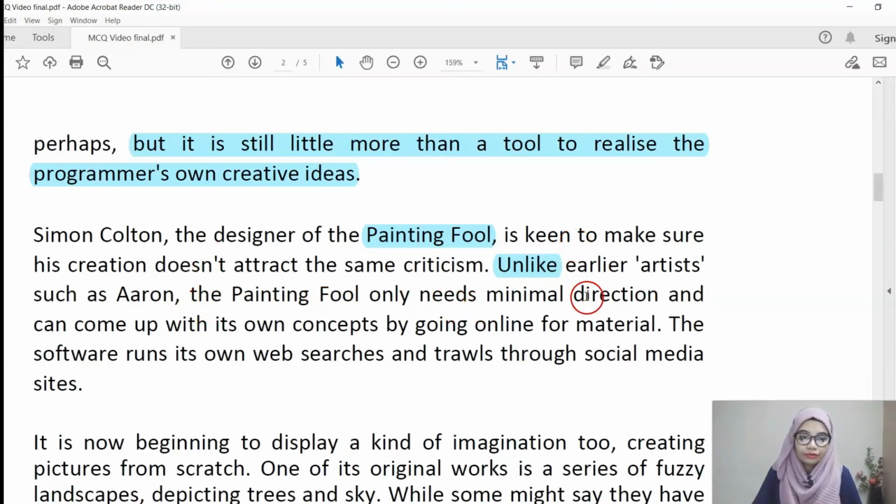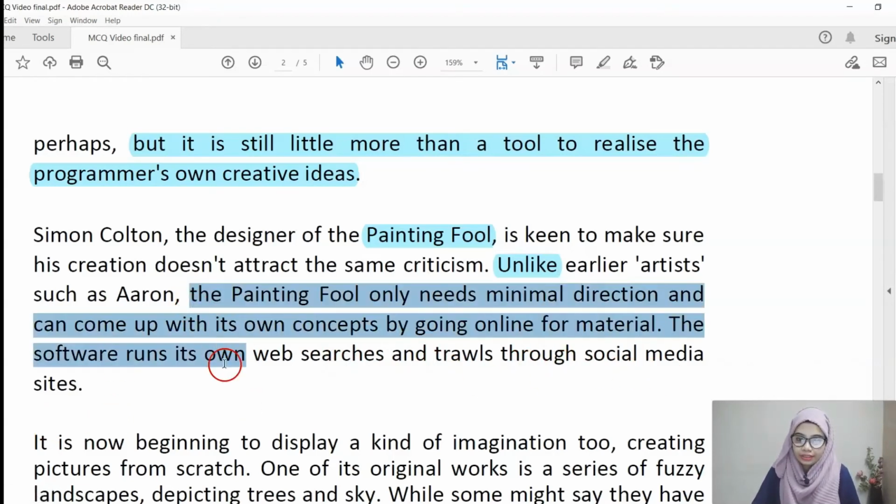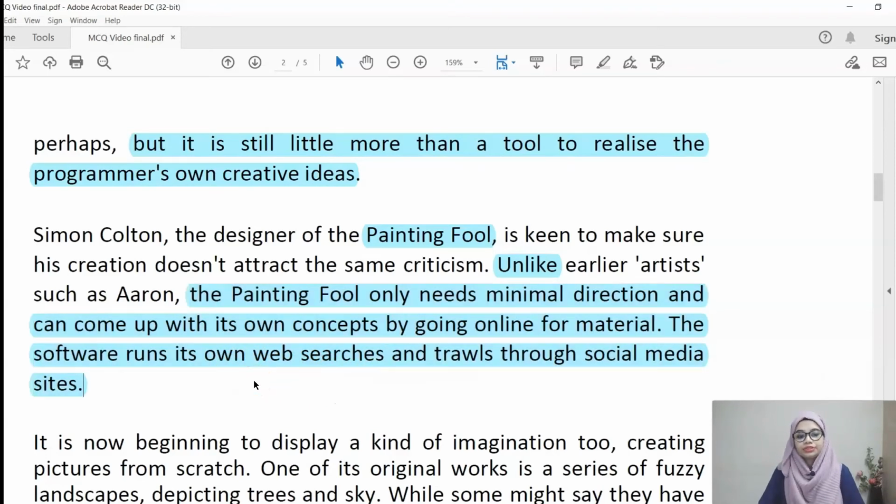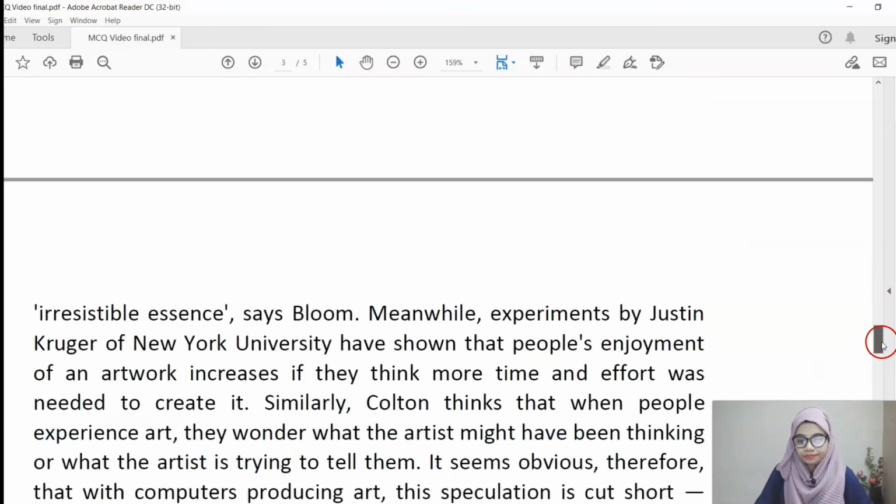The Painting Fool only needs minimal direction and can come up with its own concepts by going online for material. The software runs its own web searches and trawls through social media sites. So here is our possible answer, very much possible. Because they have clearly given us this signal by saying "unlike earlier artists such as Aaron", this is what the Painting Fool does, whereas here is what Aaron does. Now let us go and read the options.